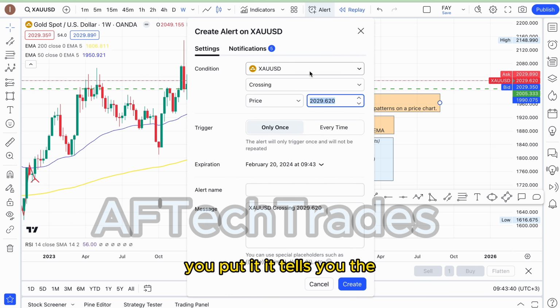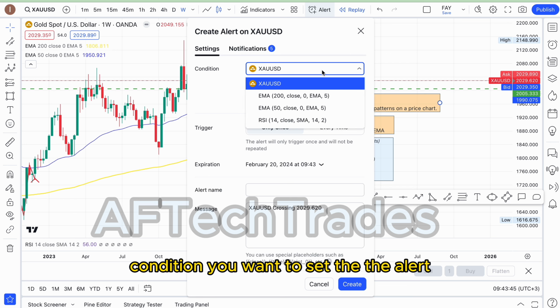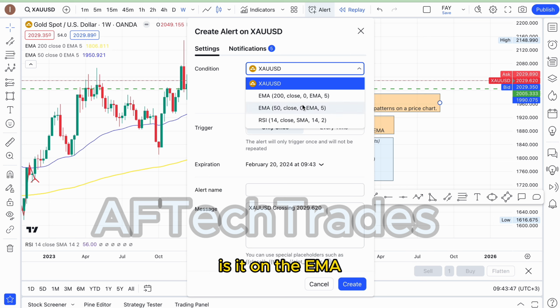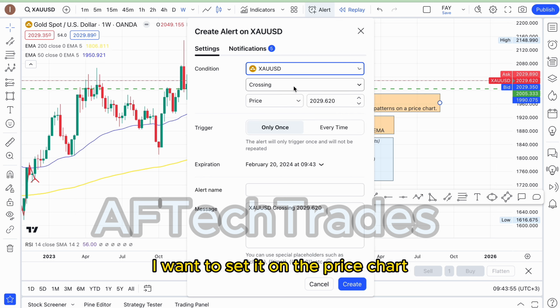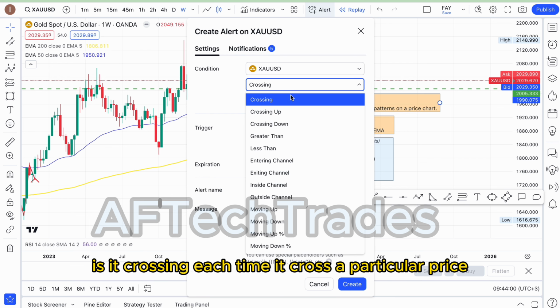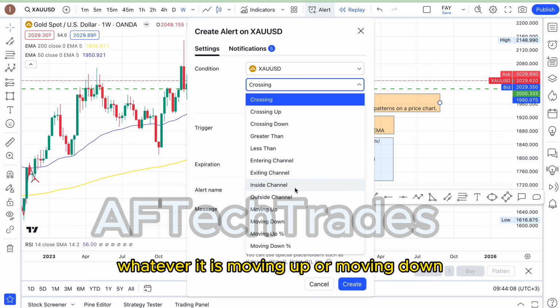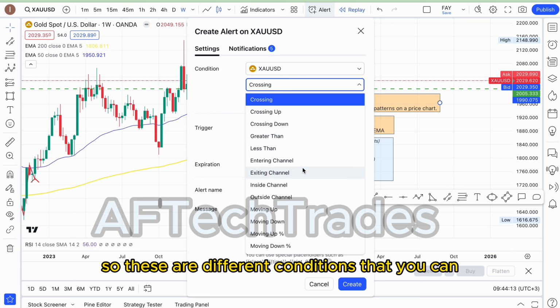You put it, it tells you on which condition you want to set the alert. Is it on the EMA? Is it on RSI? Is it on the price chart itself? For example, in this case, I want to set it on the price chart. And what type of alert do I want to set? Is it crossing, each time it crosses a particular price? Is it when it crosses the price up, or when it crosses it down, if it's greater than a value, whatever it is, moving up or moving down? So these are different conditions that you can set.